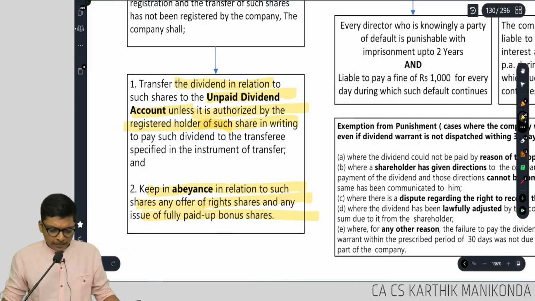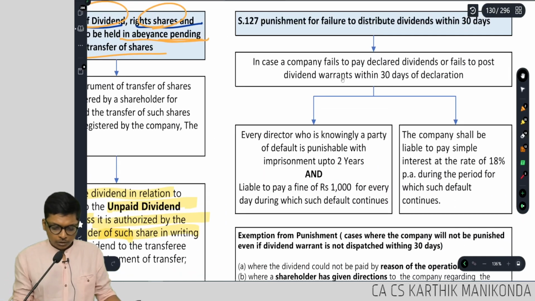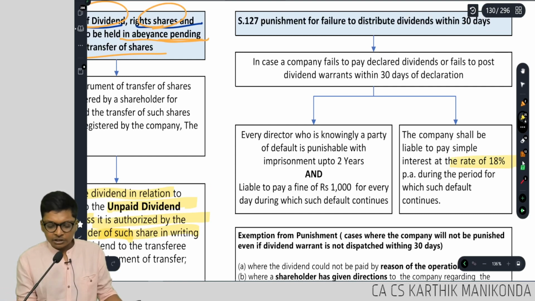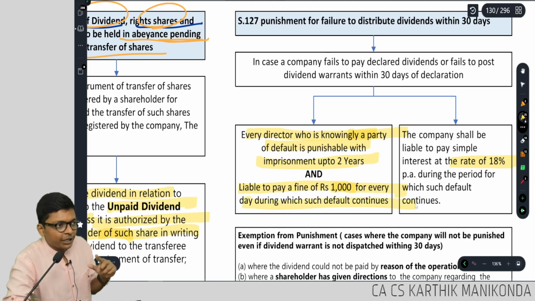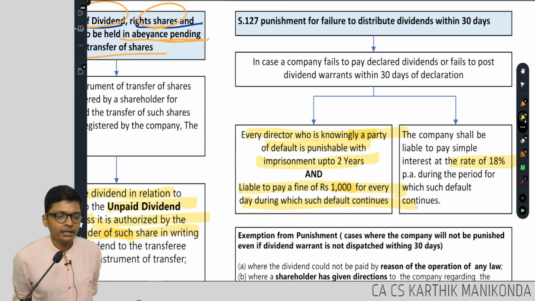That is section 127. Look at this, guys. Interest is how much? 18%. Every director who is a knowing party, intentional default, imprisonment up to, and liable to pay fine of rupees 1,000 for every day during which the default continues. So 4 days delay means 4,000 rupees fine, interest at 18% and imprisonment up to 2 years. Are you following, guys? Clear?